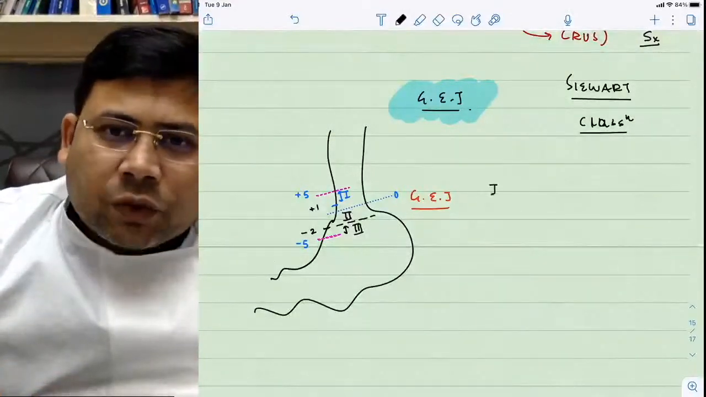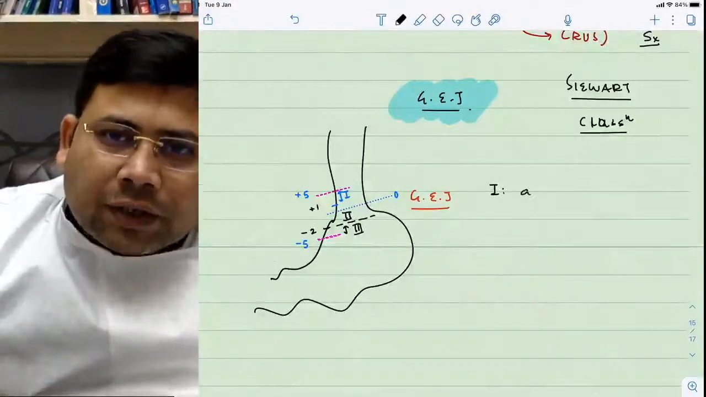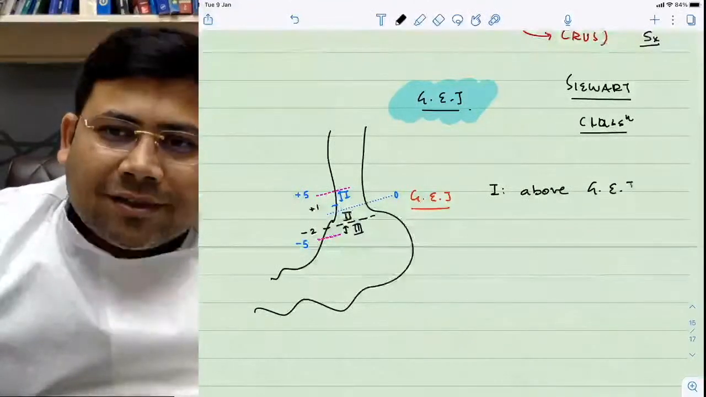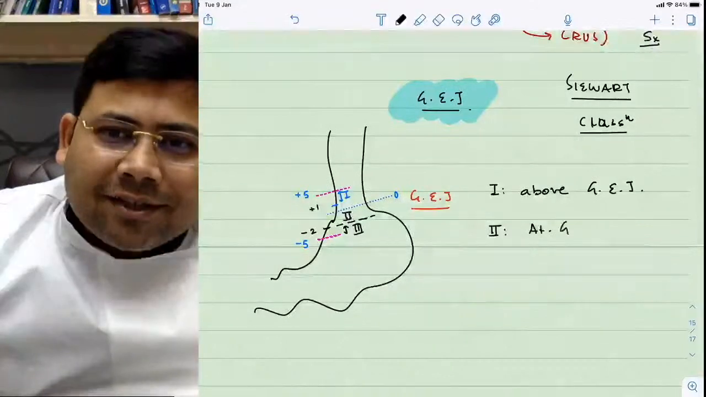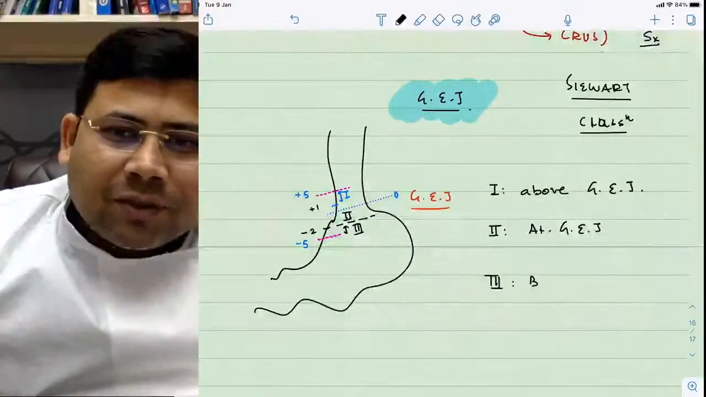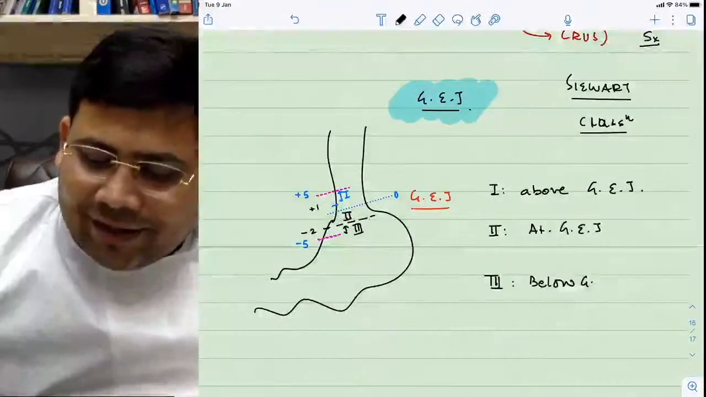So what do you mean by zone 1? Remember, zone 1 is above the G junction. Zone 2 is at the G junction, and zone 3 is below the G junction.